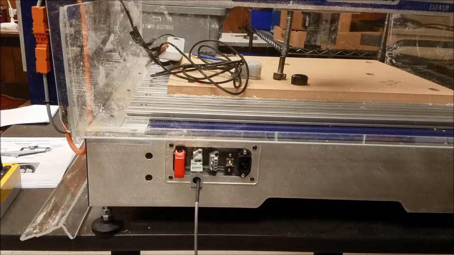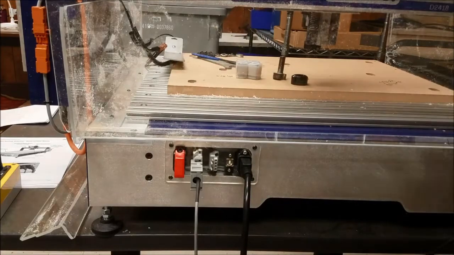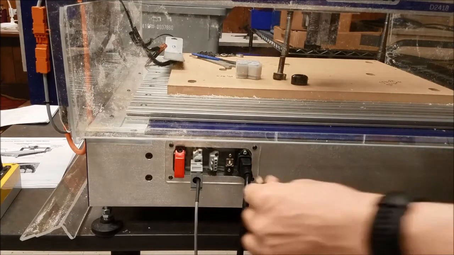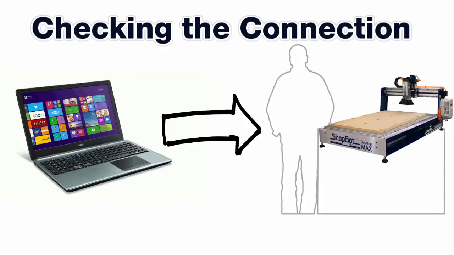Next, plug in the power cable to the tool and then to the outlet. Finally, plug in the USB cable to the tool and PC. Before powering the tool on, head over to the PC and let's set up the connection.